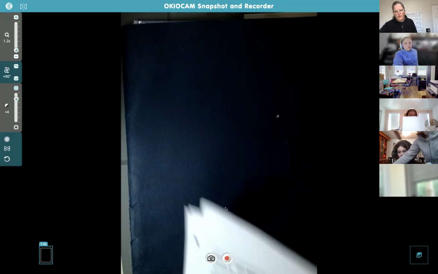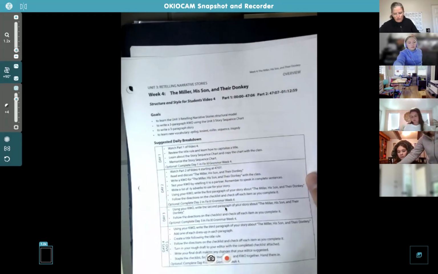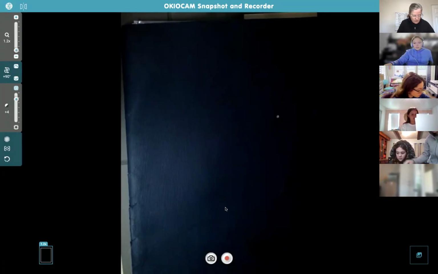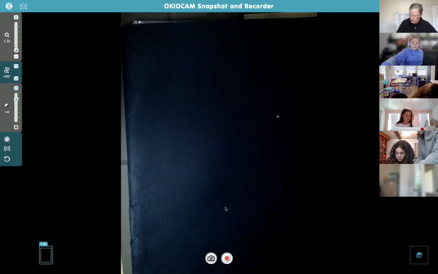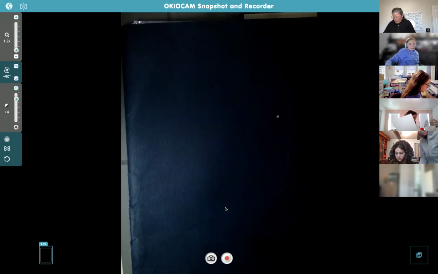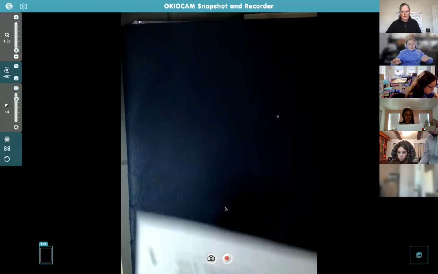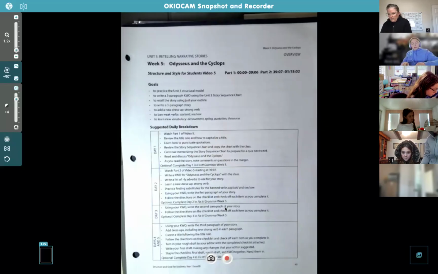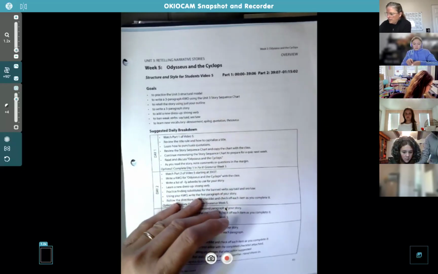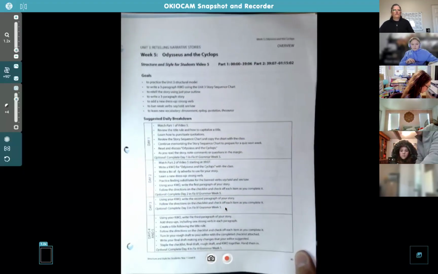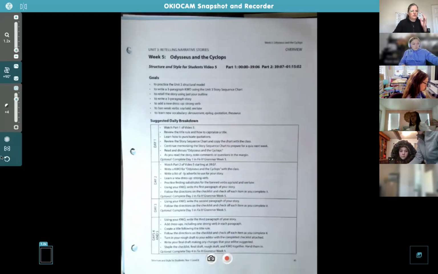The rest of the stuff for the miller, his son, and their donkey can go in your separate folder where your finished work is. Just put it away in a different folder. And then you're going to go ahead and get out the next week, which is week 5. And this is going to be at the front of your binder behind source text tab. There's going to be 4 pages you're going to get out from here for week 5, Odysseus and the Cyclops.